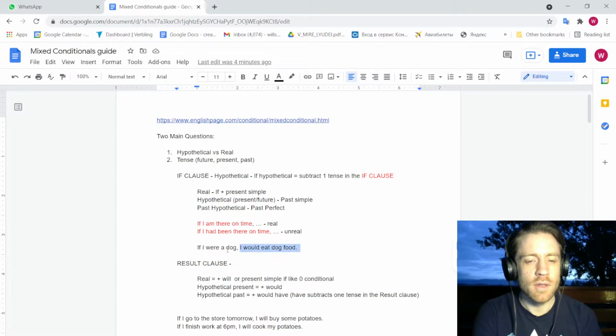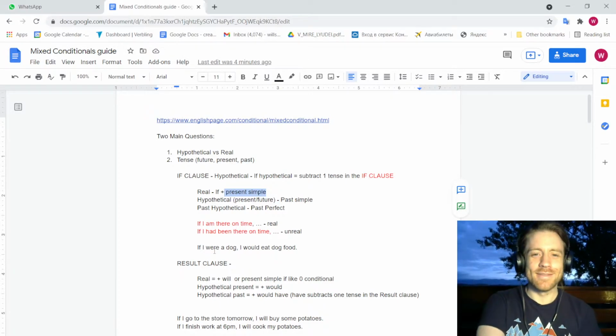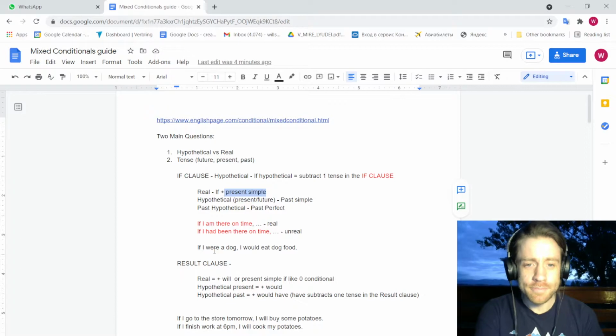This is also going to be now, but this is a non-real situation, so we can't use present simple. If you use present simple, this will sound like you are indeed a dog, and it's going to be totally confusing. So the point is, if you want to use something in present or future in the if clause, and it's hypothetical, it's going to look like past simple. Where's the past simple? Right here. Were. Past simple.